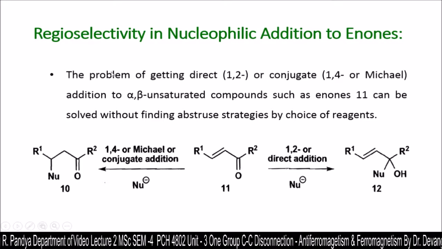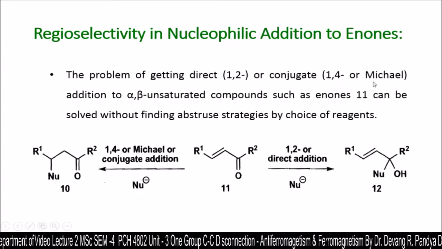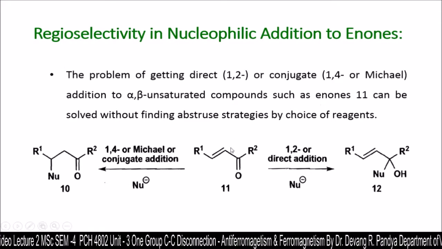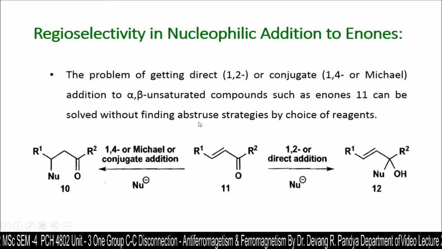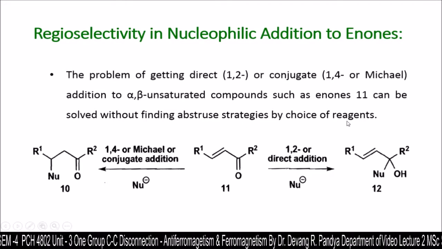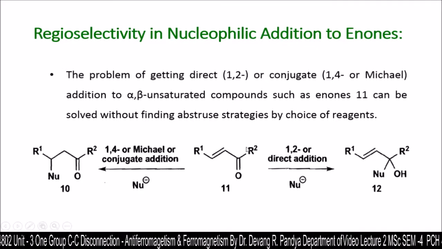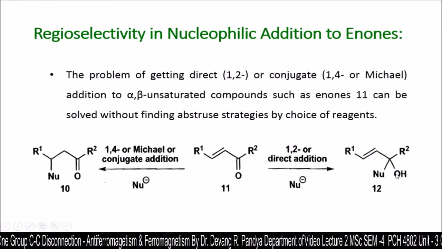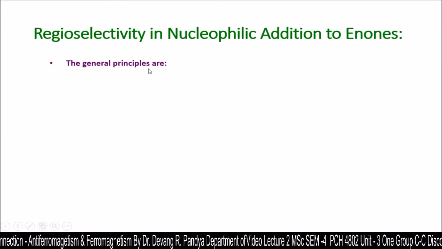Next, there is another problem of getting direct 1,2 or conjugate 1,4 addition, that is called Michael addition, to an alpha beta unsaturated compound such as enone, structure 11. It can be solved without finding an abstruse strategy, by choosing a reagent. So regioselectivity gives another solution for this: either 1,2, that is direct addition of the nucleophile, giving structure 12, or conjugate addition to give structure 10. For that we have certain general principles.